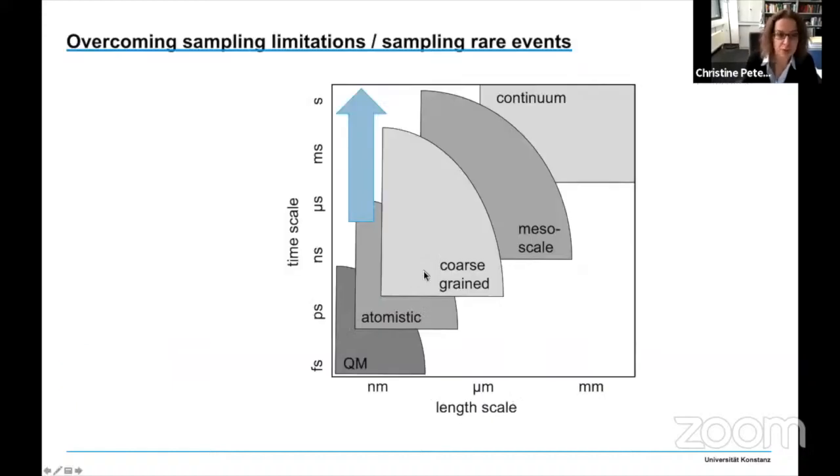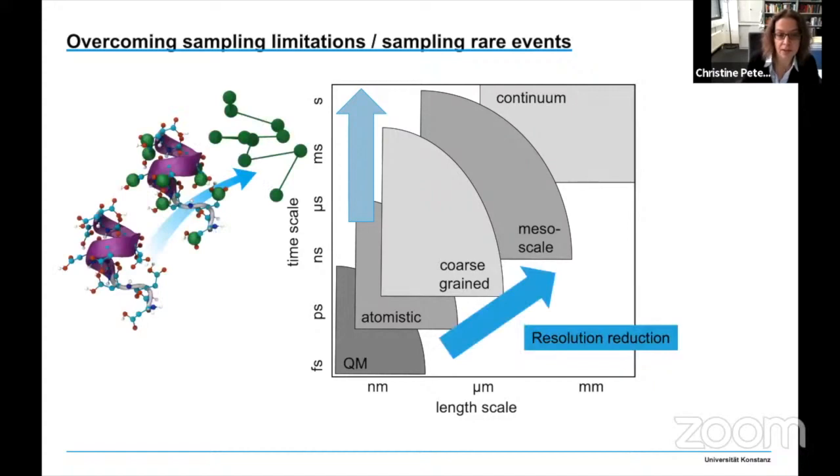What I'm going to talk about is how we want to utilize multi-scale methods to overcome sampling limitations and sampling rare events. Usually when we speak about sampling rare events or sampling phase space, we think about extending the time scale of our simulations mostly. I would like to convince you that it can be useful to think along with reducing also your resolution to overcome barriers or to sample regions of phase space that you haven't covered so far.